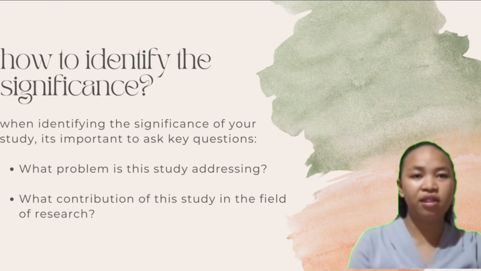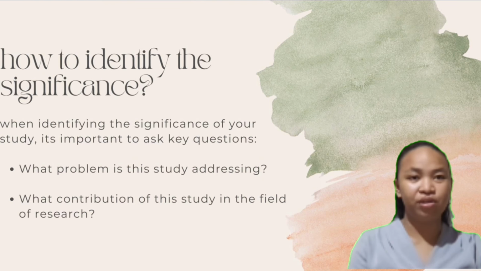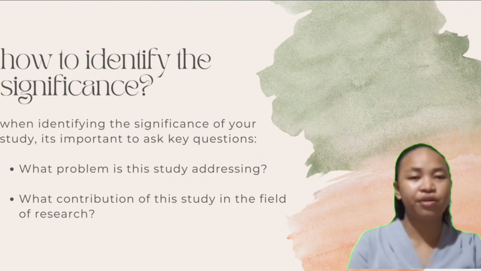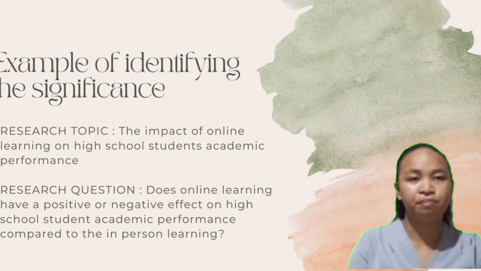So how can we identify the significance? When we identify the significance, we can already come up with a research question. The first question will be, what problem is this study addressing? And what is the contribution of this study in the field of research? To understand that more, I will give you some examples.